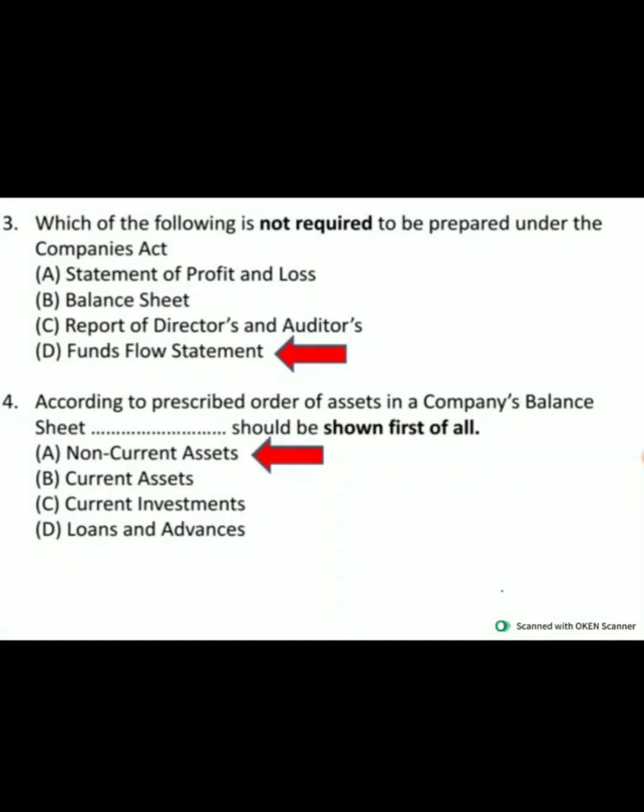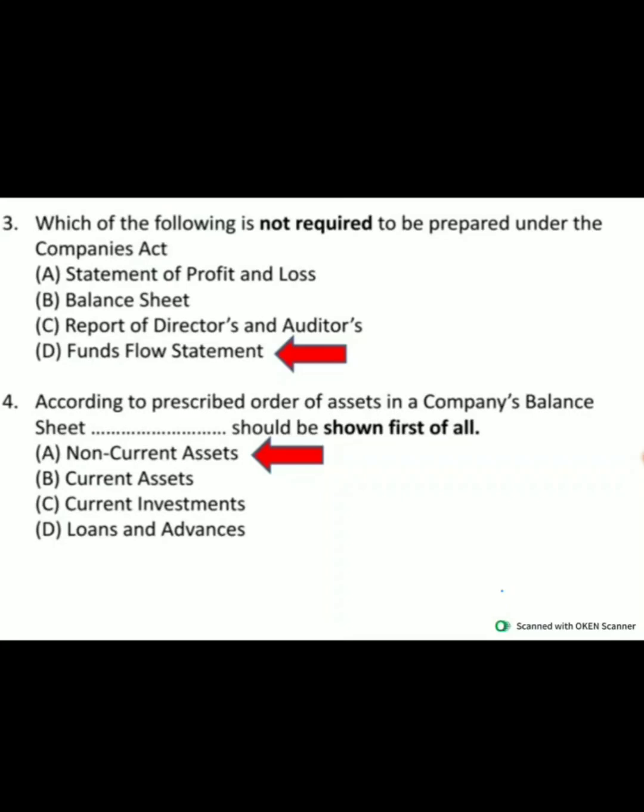The next question: which of the following is not required to be prepared under the Companies Act? Statement of profit and loss is compulsory, there is no option. Balance sheet is also mandatory. Report of directors and auditor is also compulsory. But the fund flow statement is optional. It is left to the management. It is not compulsory to prepare under the Companies Act. It is a management reference only.